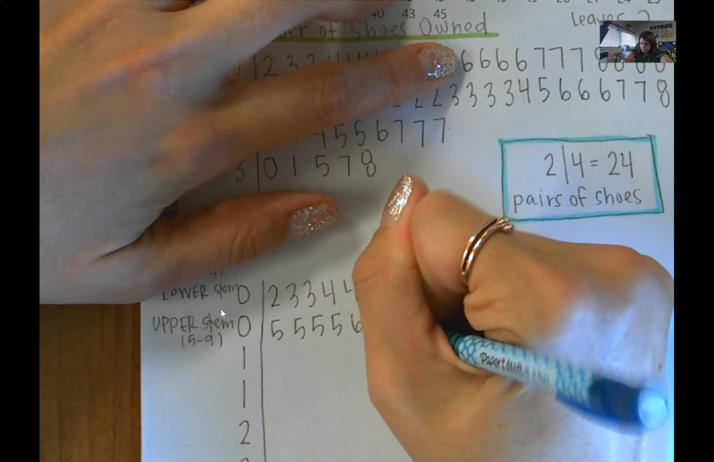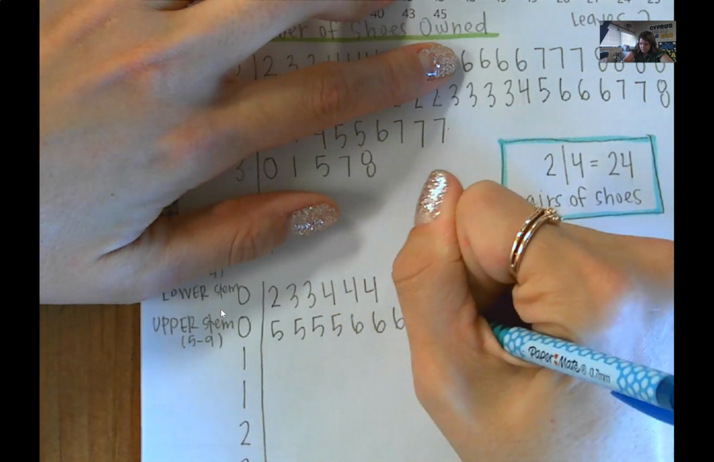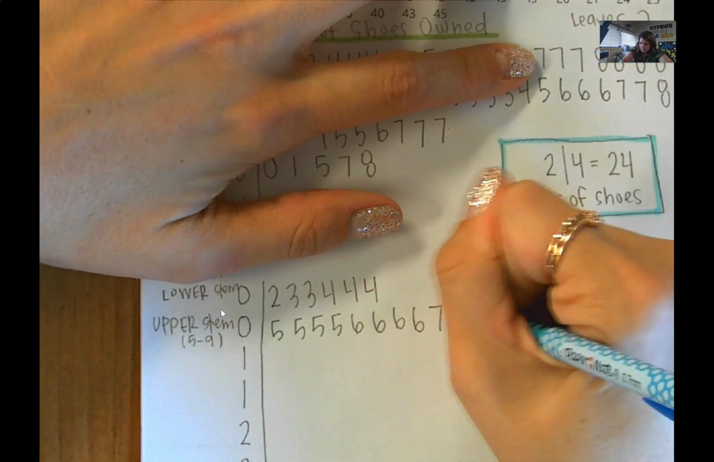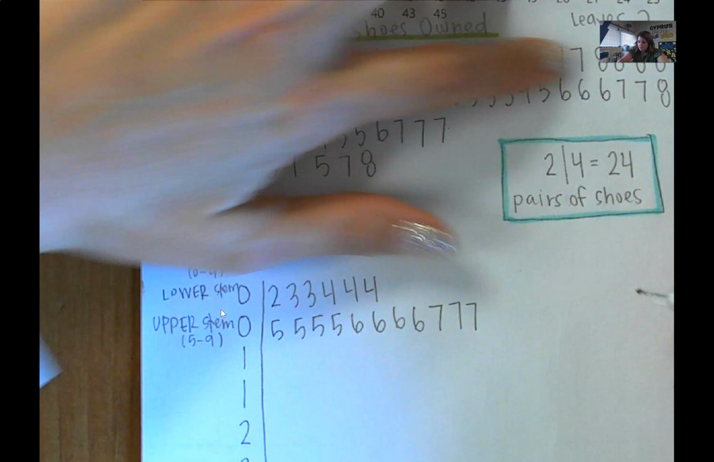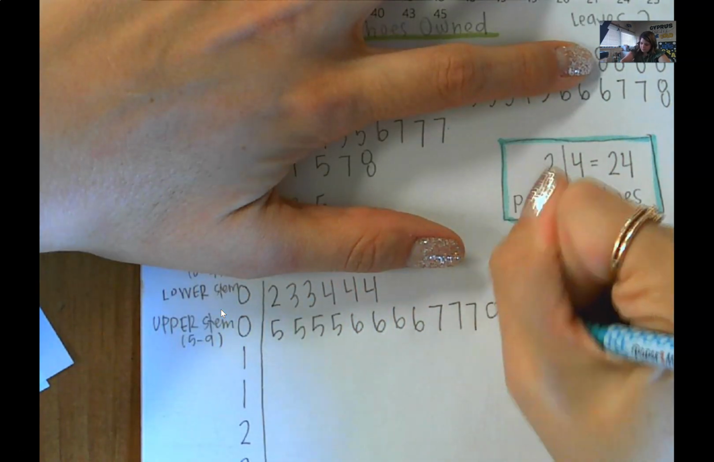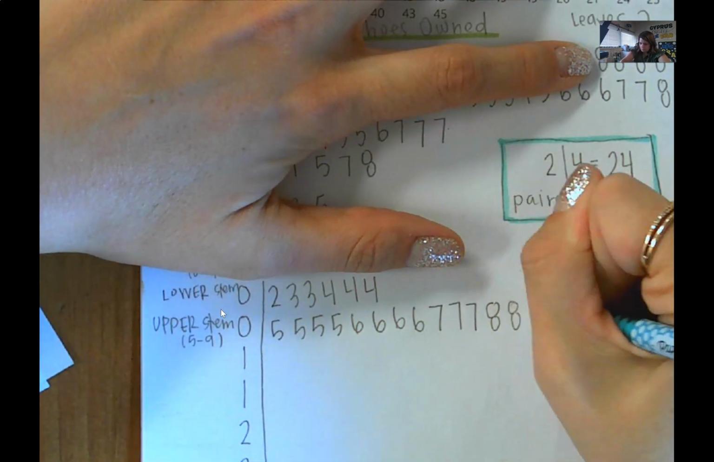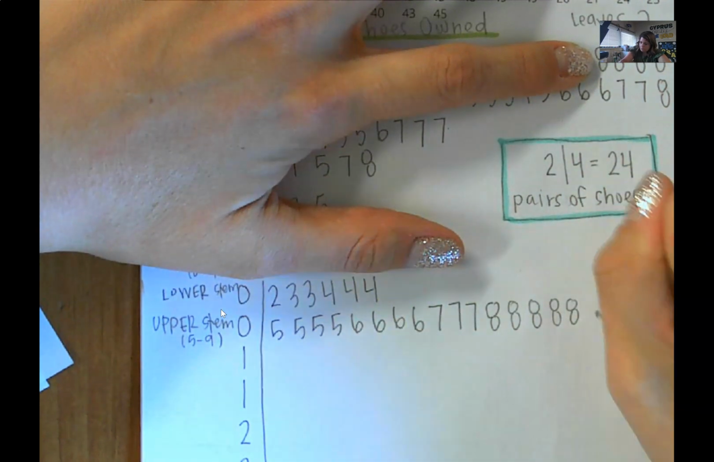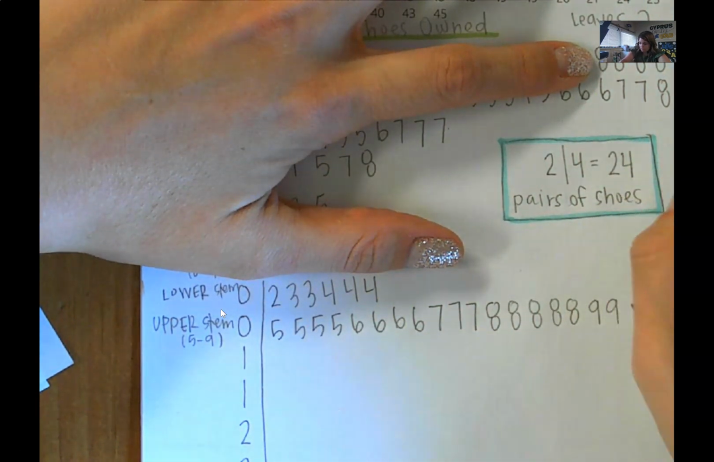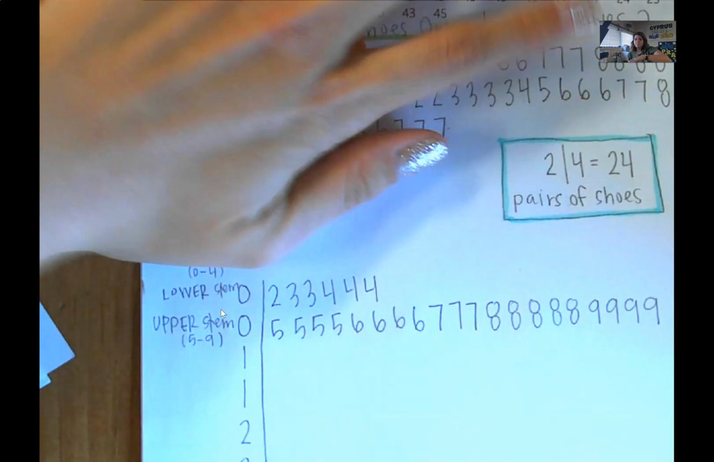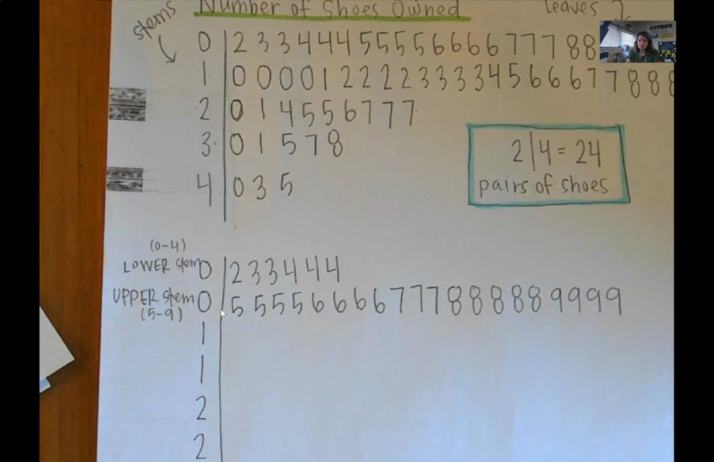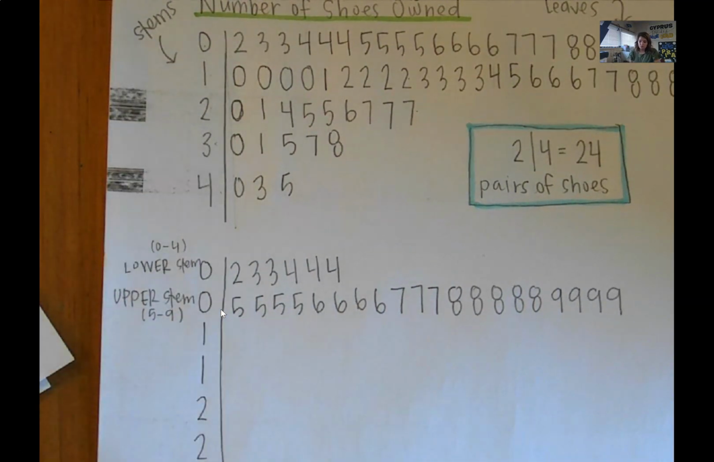6, 6, 6, 6, 3 sevens, 5 eights, and 4 nines. So upper stem is 5 through 9, lower stem is 0 through 4.